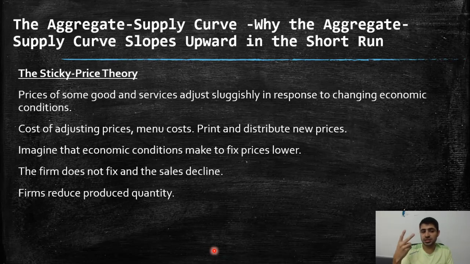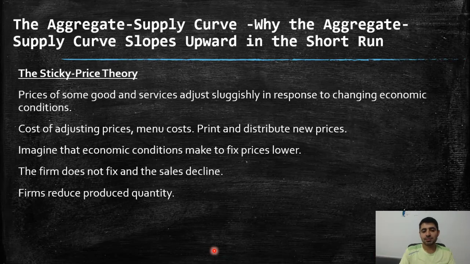The second one is the sticky price theory. Prices of some goods and services adjust sluggishly in response to changing economic conditions. What we say in economics about the cost of adjusting prices all the time, day by day, is what we call menu cost. Imagine that you have a restaurant and from one day to another you need to change all your menu and prices. What are your customers going to say if every single day they go to eat they face different prices? This is bad. At least if the prices are falling; otherwise, people get mad. So printing and distributing new prices is a cost.